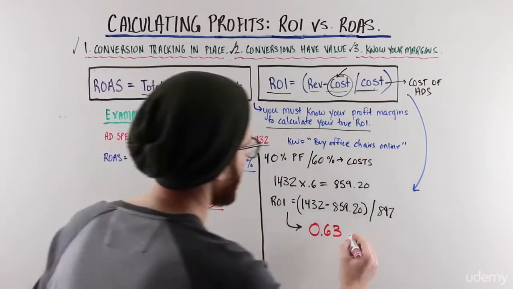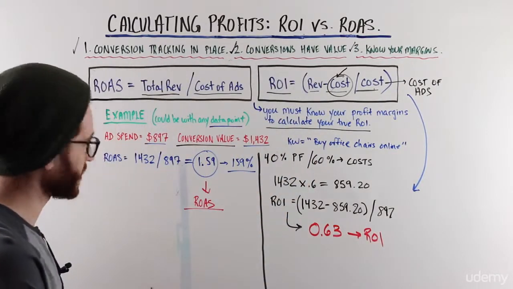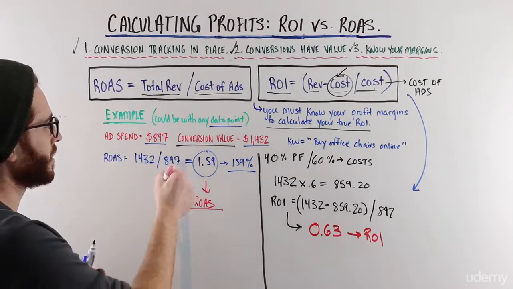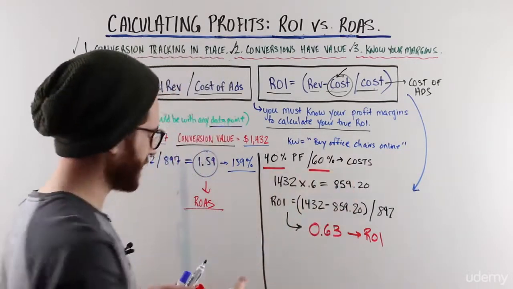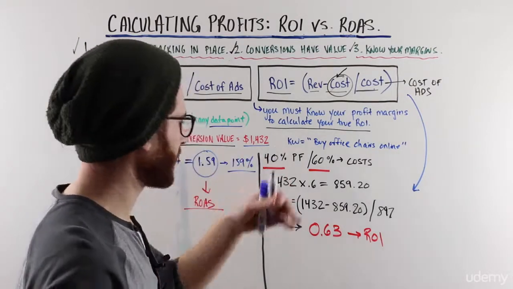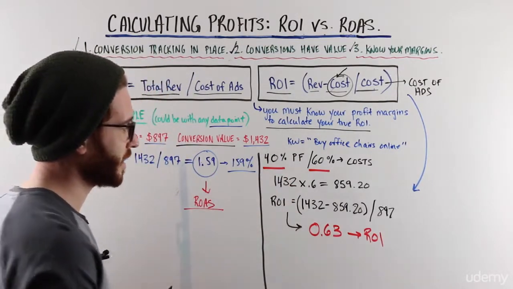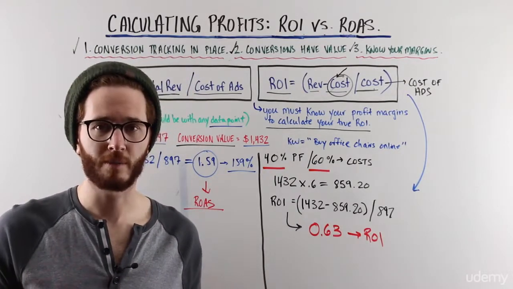And this is our ROI for the same conversion value, but with different profit margins. The same ad spend, the same conversion value, but we changed around our profit margins. Now, instead of pocketing 70 cents, we only pocket 40 cents on the dollar. And this is a 0.63 ROI, which means we're losing money. Overall in the account, we're losing money.